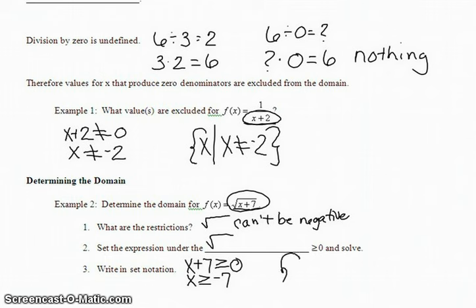And then my last step is to write that into set notation. Once again, well, that's a funky looking set, but we'll go with it. x has to be all of x such that x is greater than or equal to -7.